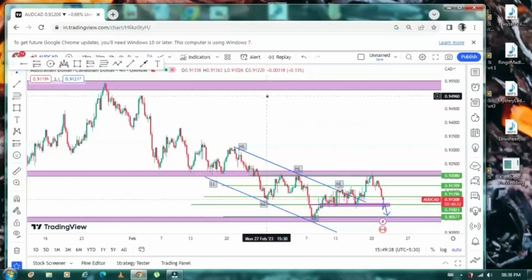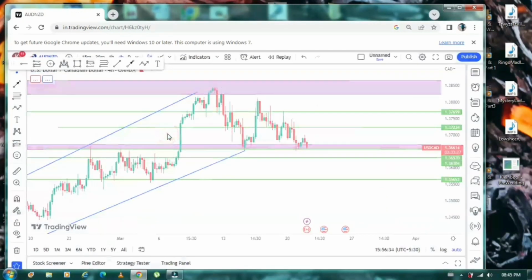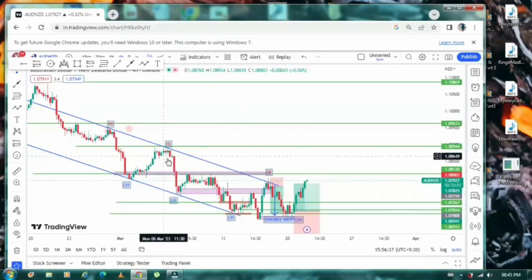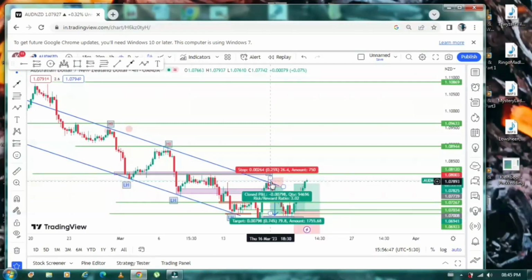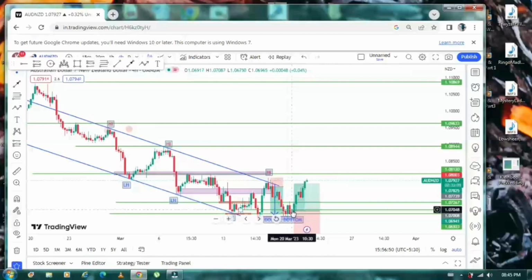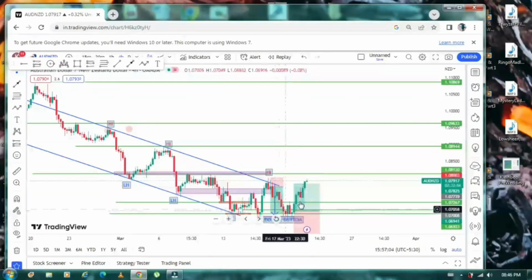Now let's go to another pair. As you can see on our Aussie NZD, I took this one on Monday, and this one was yesterday. I took this one in the morning, and this one I took yesterday. And look, we hit our take profits easily just by applying these simple rules.